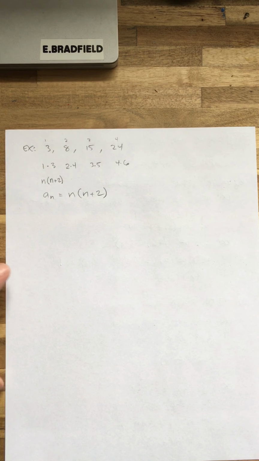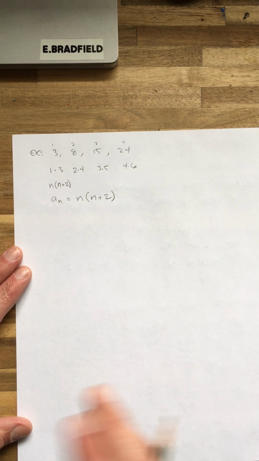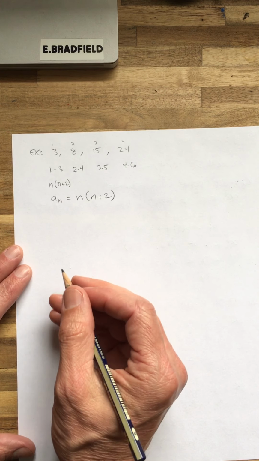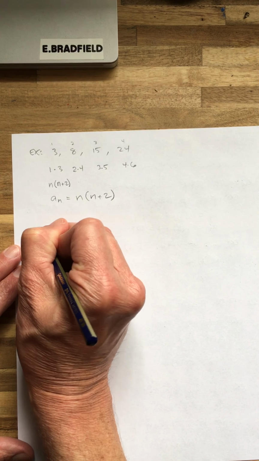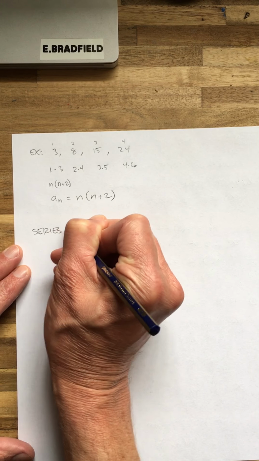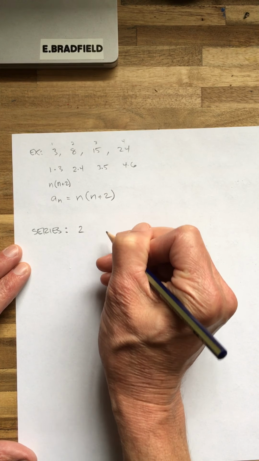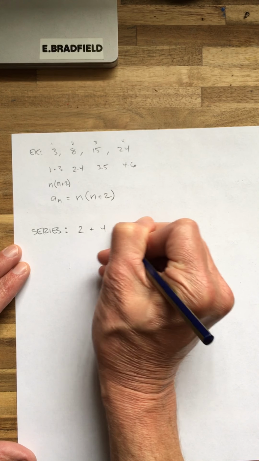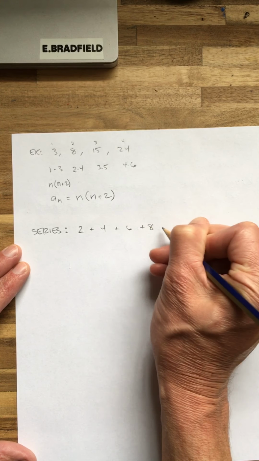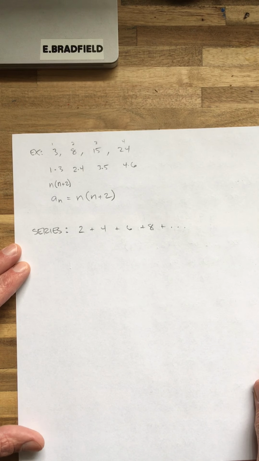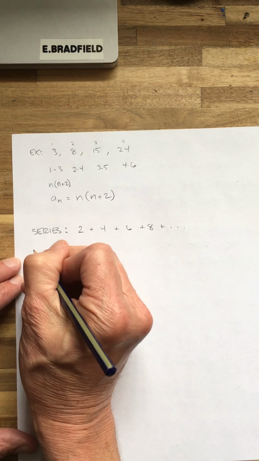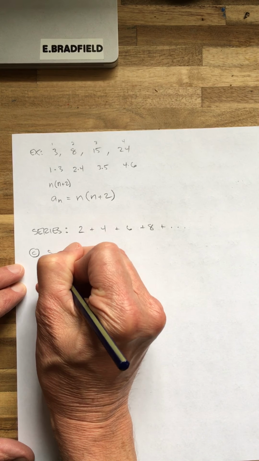All right, let's change directions a little bit. Let's go on to a series, okay? So here's series, and basically a series is the same thing. Instead of it being 2 comma 4 comma 6, it's going to be 2 plus 4 plus 6 plus 8 plus dot dot dot, okay? All right, and here we go, part C, summation notation.